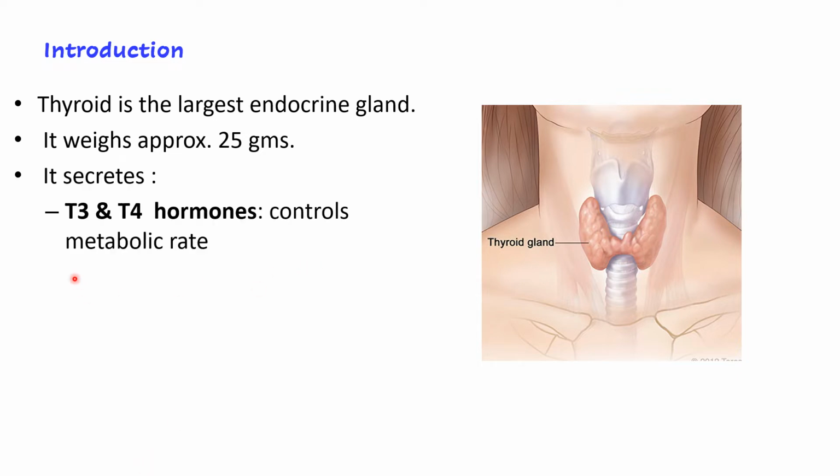Then it secretes T3, triiodothyronin and tetraiodothyronin, that is T4 hormones, and they are responsible for controlling the metabolic rate. It also secretes another hormone which is known as calcitonin. It lowers the blood calcium levels in our body.